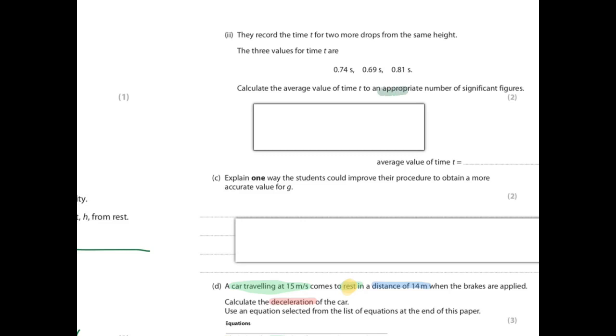Appropriate number of significant figures is important to understand. Appropriate would be the same used in the question. So here they're using 2 significant figures. 0 is not a significant figure.